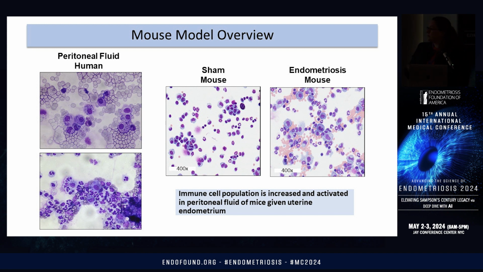So with our mouse model, what we really tried to do is look at a sham model, where the animal received the same surgery as an endometriosis animal, but only received saline in the fluid, or PBS. So we can see that there are macrophages and neutrophils and all of these immune cells present in the peritoneal cavity. However, in the endometriosis mouse, we now see increased activated macrophages, increased recruitment of neutrophils, very similar to what we see in the human peritoneal fluid.